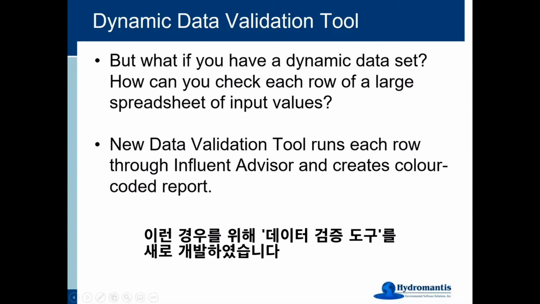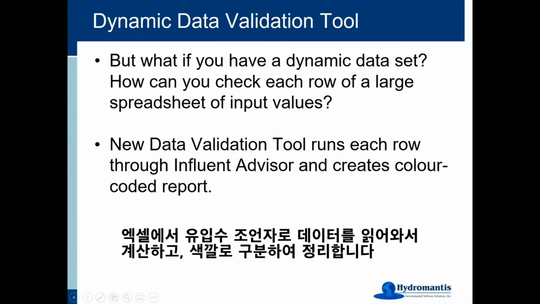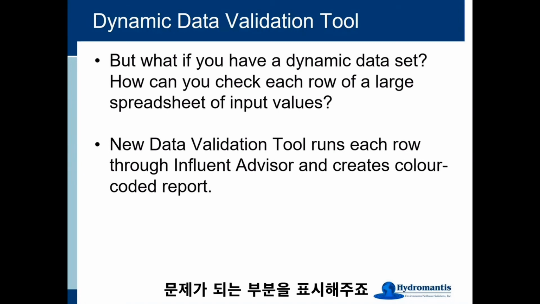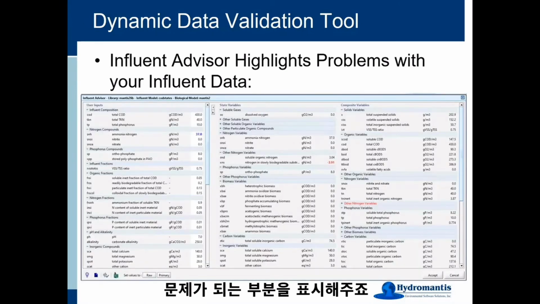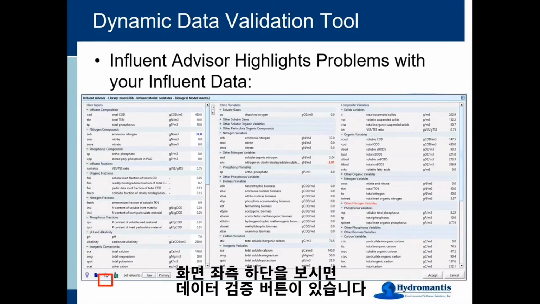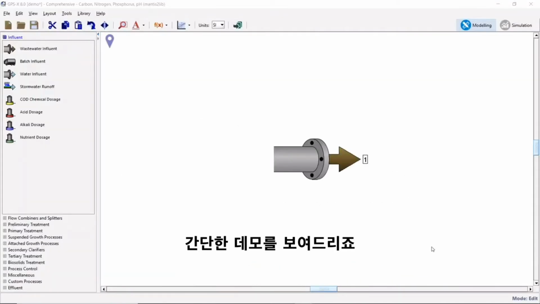So this new data validation tool basically reads from your spreadsheet all the values that you would be reading into Influent Advisor, and it does all the calculations, and it makes a color-coded report for you that highlights any place where there may be a problem. So that is another brand new button in the lower left-hand corner down here, the data validation tool, and I can show you that right now.